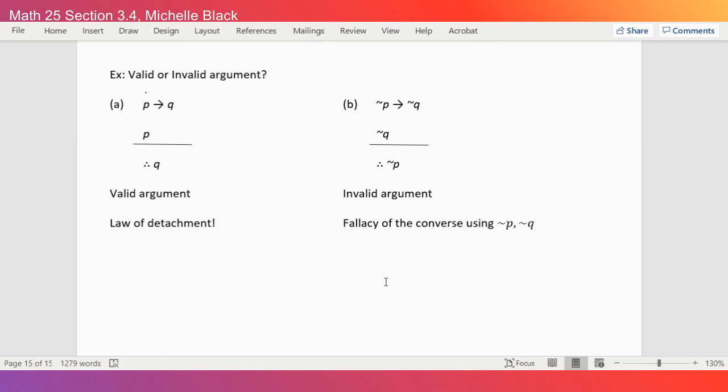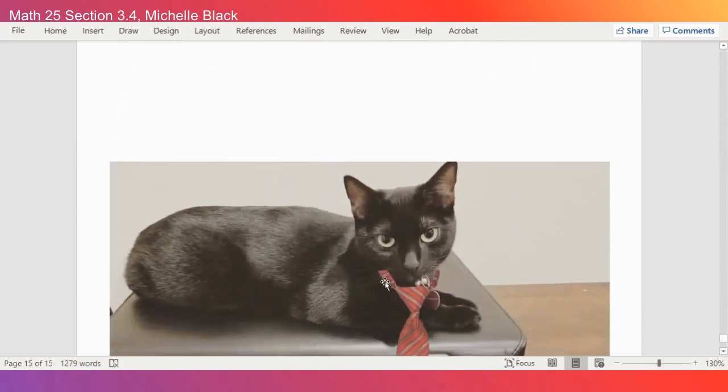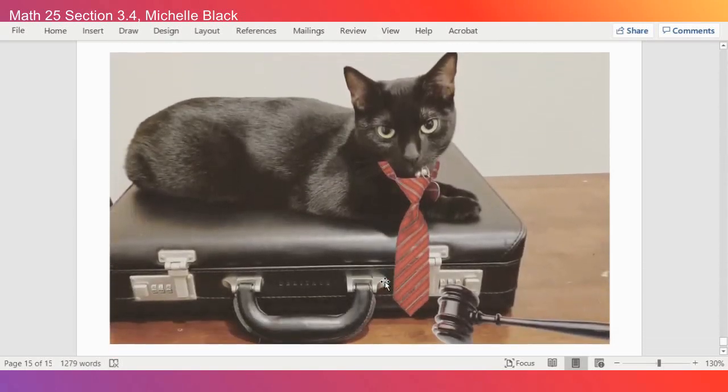And I know we don't have a PowerPoint, but I did put in this lovely picture of a cat. I thought he looked like a lawyer. And we're talking about truth tables and logic, so I thought that seemed kind of lawyerly. Anyways, enjoy this cat. That's the end of chapter 3. So good job, guys. You finished your first set of online lectures. Next, we're going to move on to chapter 10. See you then.